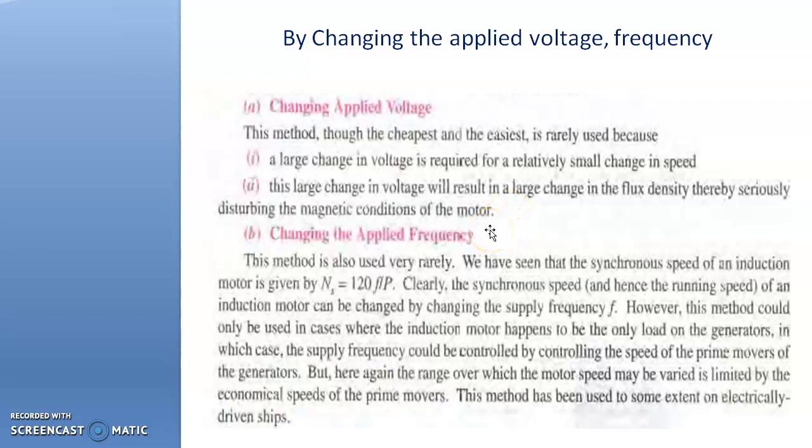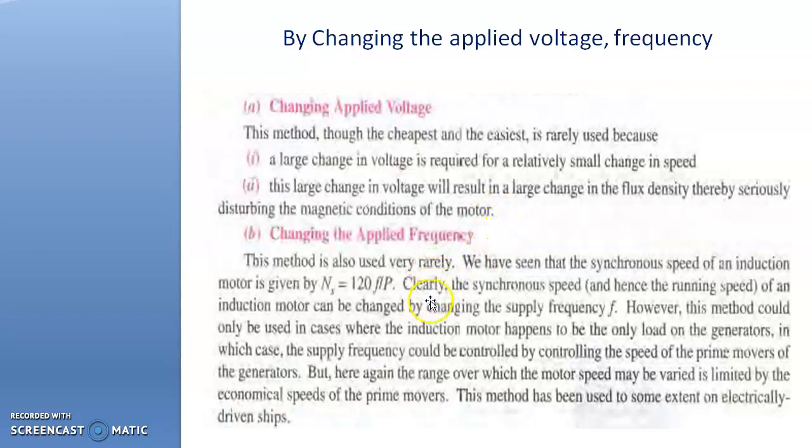So to maintain the magnetic circuit conditions at a constant value is essential in operating the induction motor at a good performance level. So this change in applied voltage method is not preferred for controlling the speed of the motor.